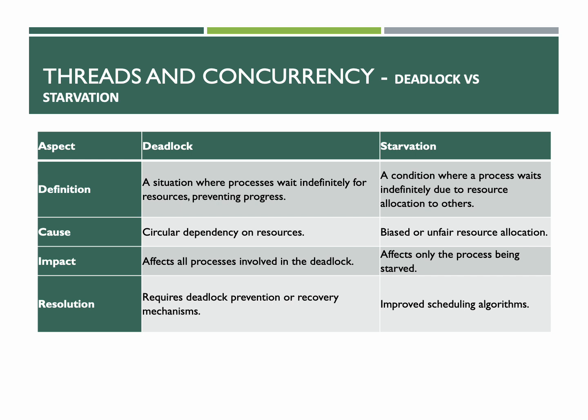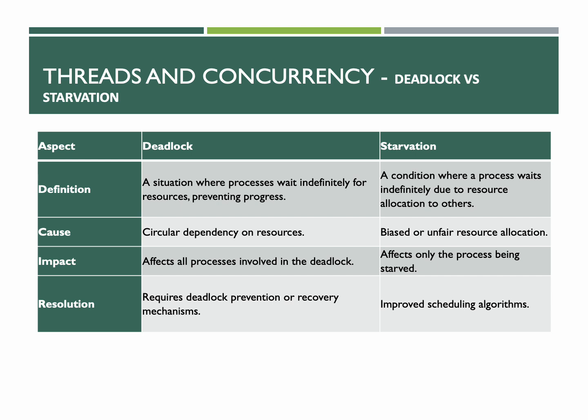Second is cause. So, what causes these issues? Deadlocks are caused by circular dependencies where each process holds a resource the other needs. For example, process A holds resource 1 and needs resource 2, while process B holds resource 2 and needs resource 1. So that could be a deadlock situation.